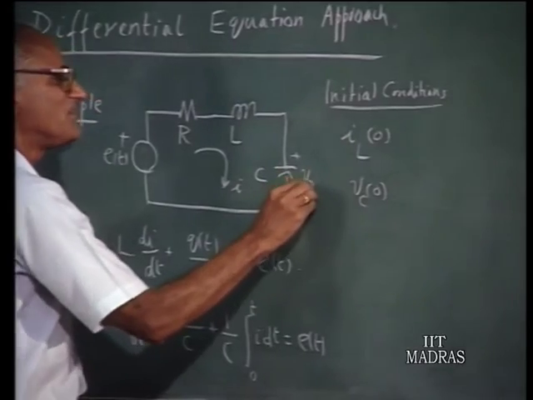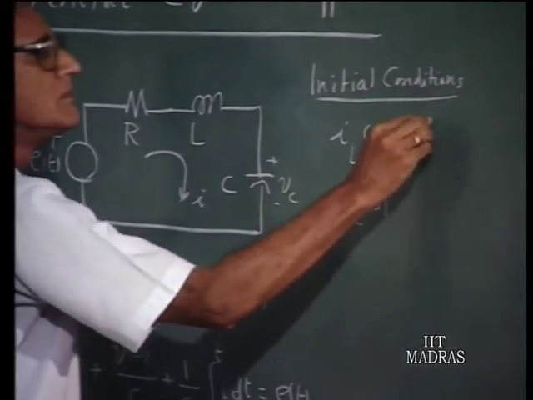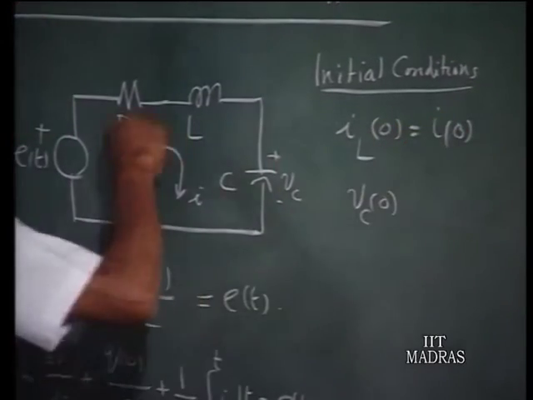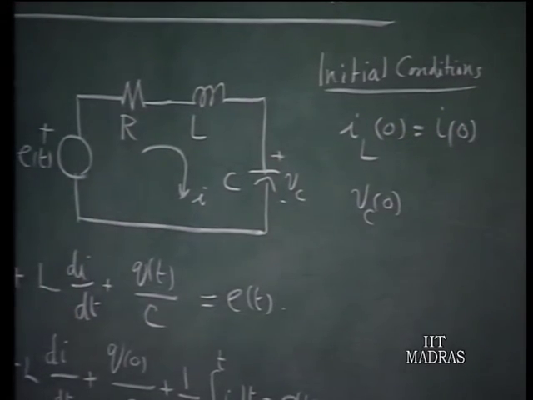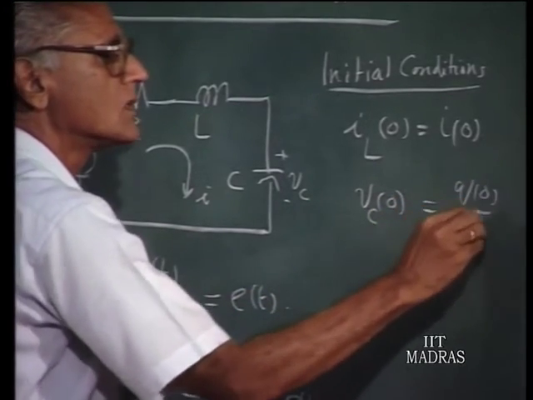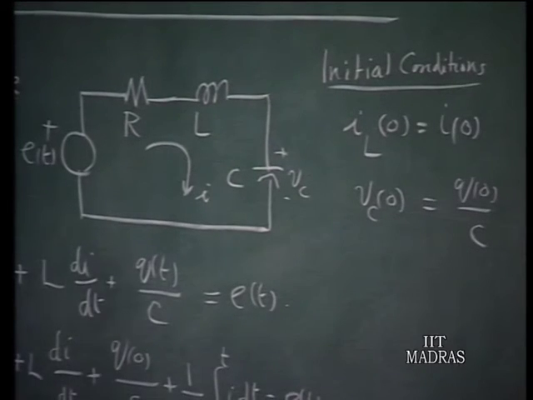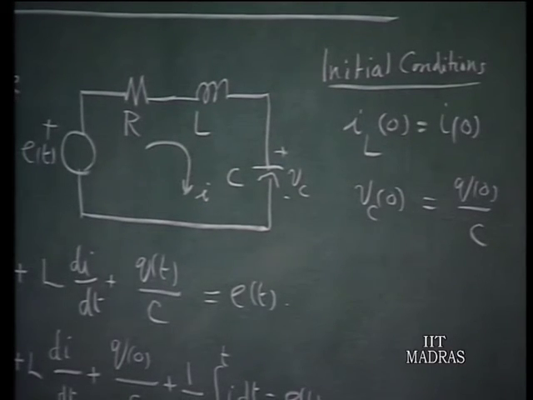This is Vc. IL0 is the same as I0, because after all the same current is flowing through the inductance also. Vc0 is Q0 over C. So the knowledge of these two initial conditions is required in order to solve this differential equation.